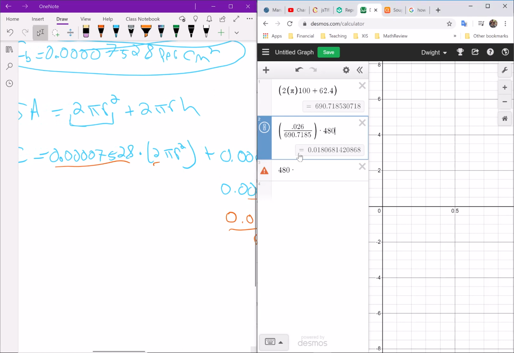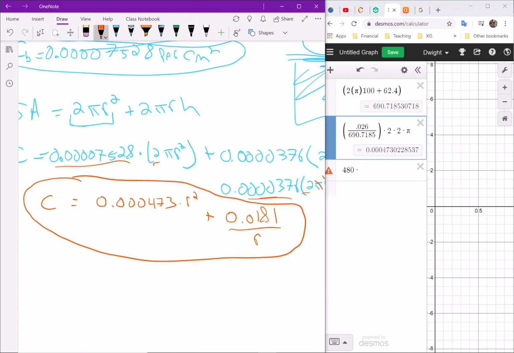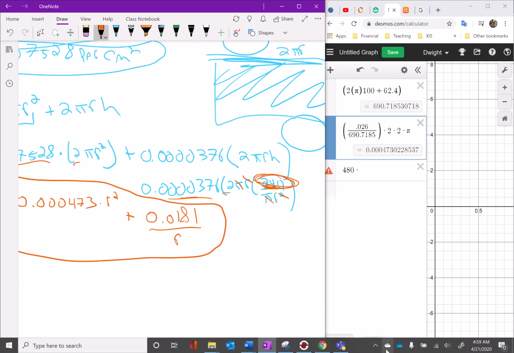So we're taking that number, which is this right here, and then we're multiplying by 2 again. And then we're multiplying by pi. And we're going to get 0.000473 times r squared, right? So this is our cost function here. That's our cost function. And again, that was with a volume of 240. If your can has a different volume, then you should write something different in there for that, right? Like you'll look at your can and see what the volume of it is.